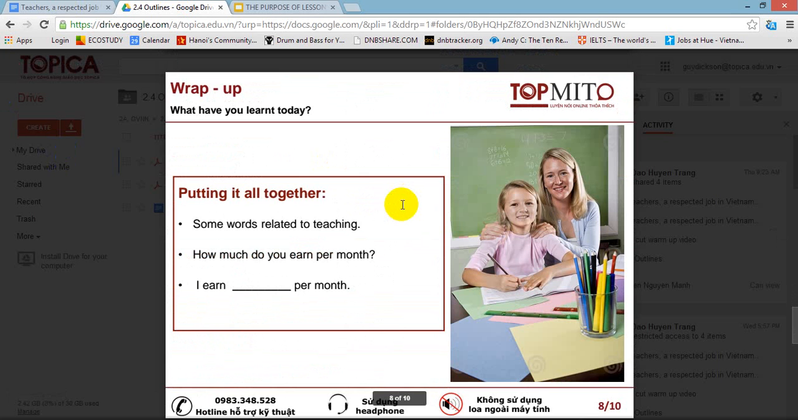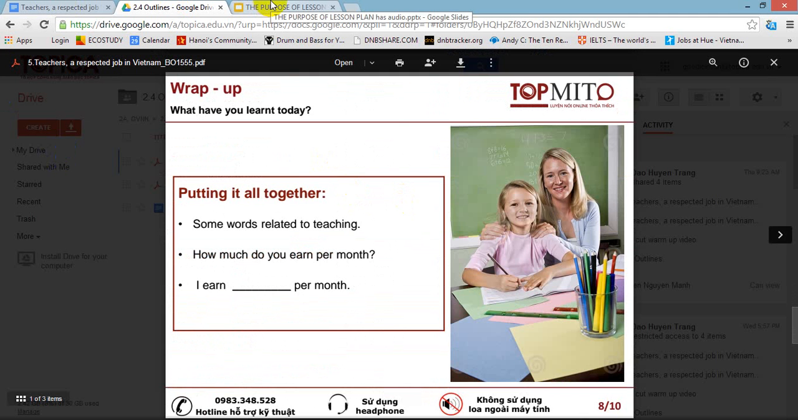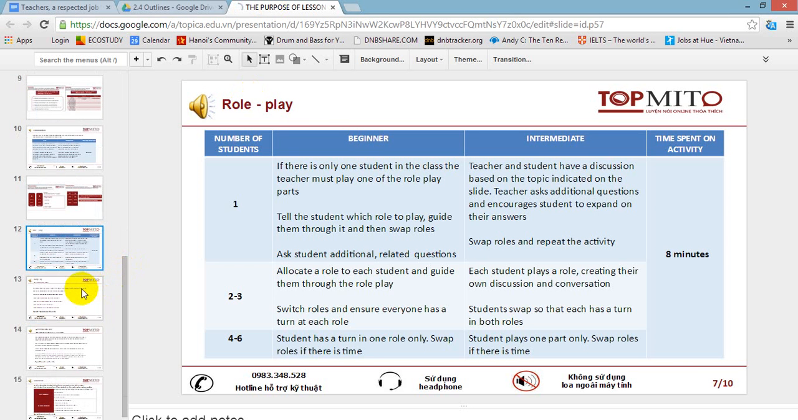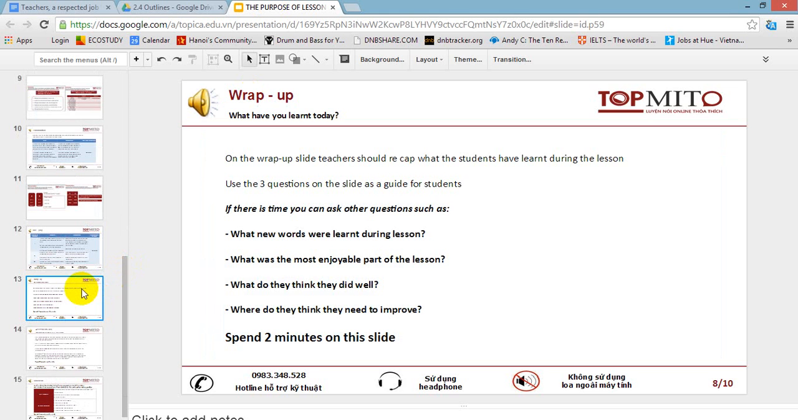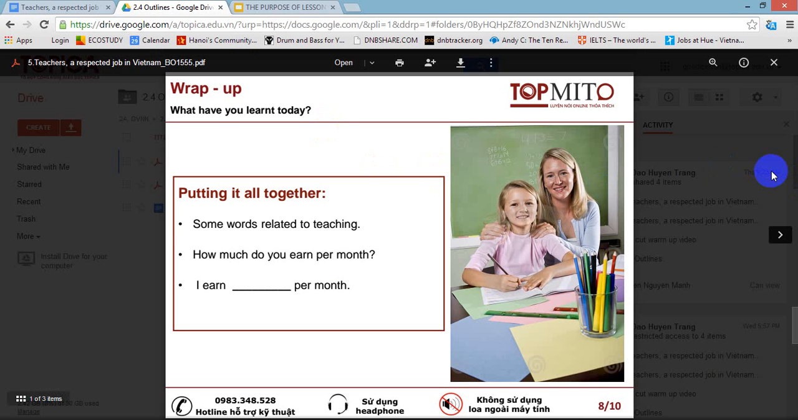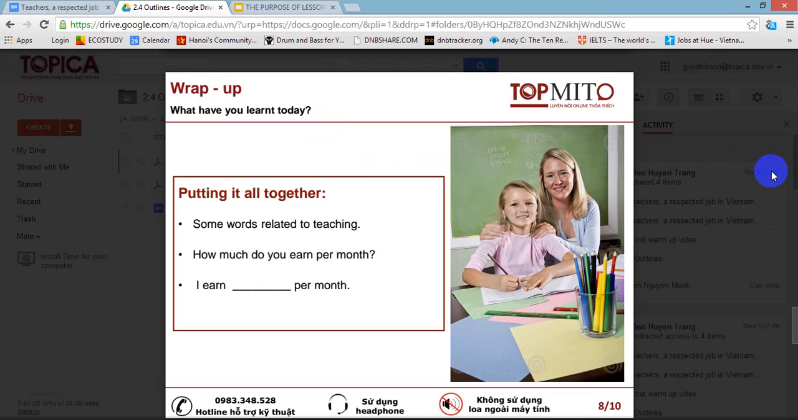Okay, so when we move on to slide 8, this is the wrap up. And the purpose of this slide, we are just recapping on everything that we've learned today in the lesson. And depending on how much time you have and how many students, we might only spend a couple of minutes asking them to tell us some of the words they learnt and maybe practicing the grammar structure or asking them some related questions.